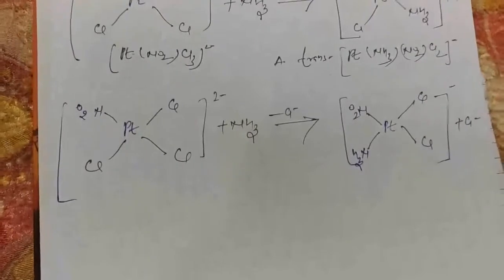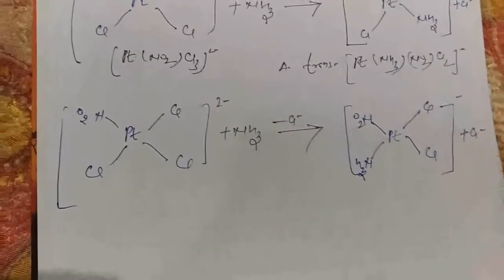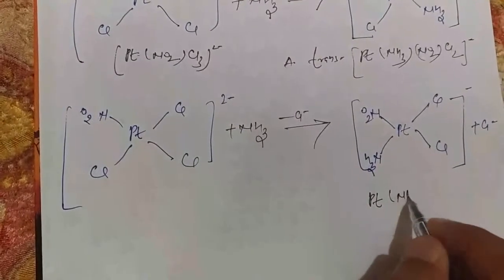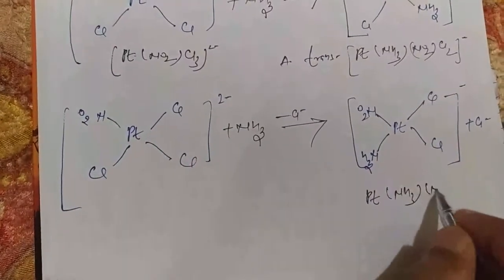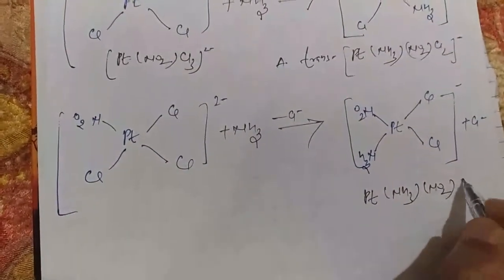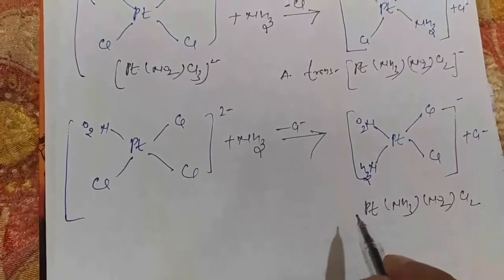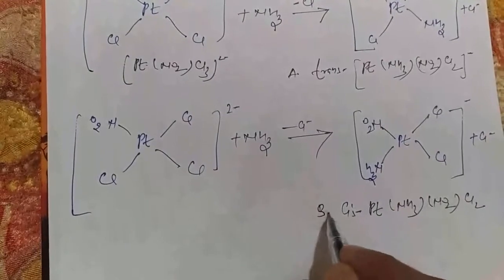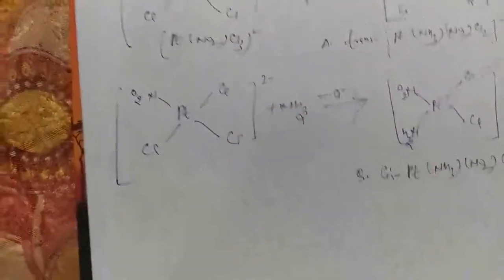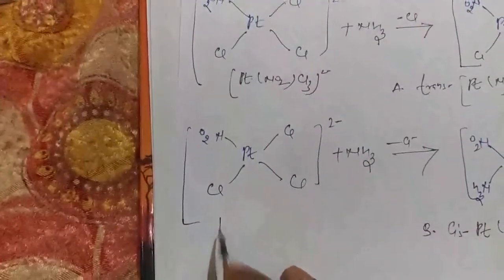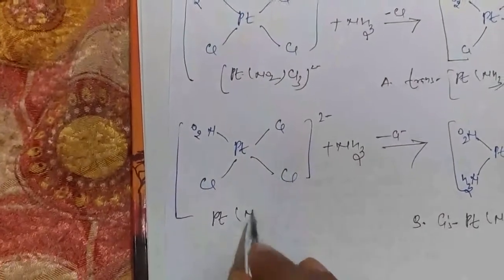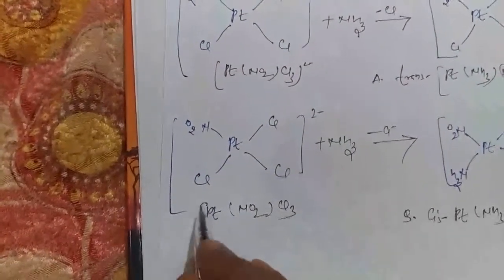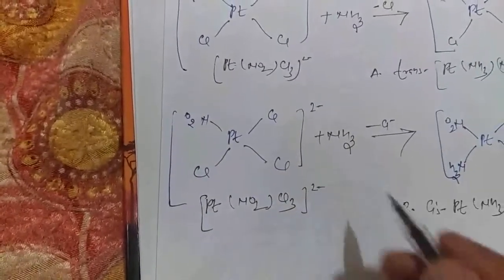So as you can see, here again what we'll get? Platinum NH3, then NO2, then Cl2, and this is your cis complex. So this is your second choice, the cis complex, with the same platinum NO2 and Cl3 2 negative.